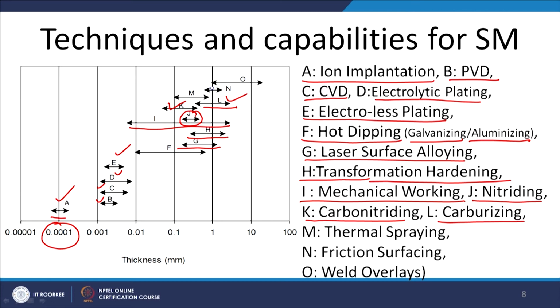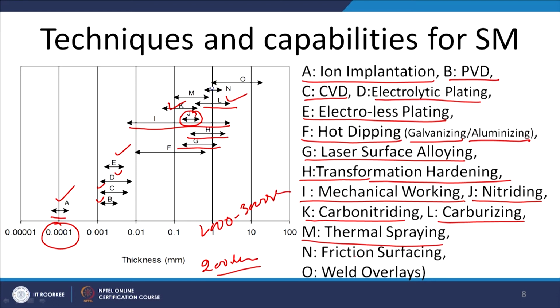depth. And then we have M, thermal spraying. The range is very wide for thermal spray, like hard material coatings are applied in the range of 200 micrometer, while for the soft material it can range from 200 to 3000 micrometer, like 2 to 3 mm.